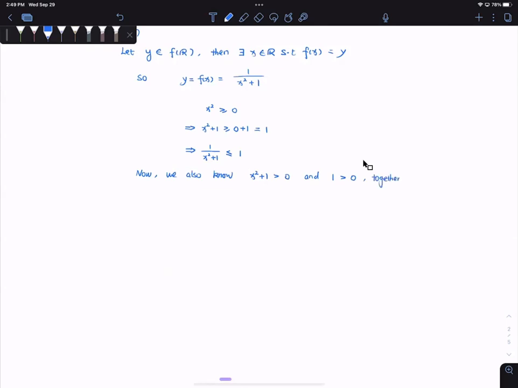Together, we have the whole thing is positive. Okay? So we show that this means that y, which is your f of x, y is this. And we show this. So thus y is an element of 0 to 1. That's the first direction. Any question?